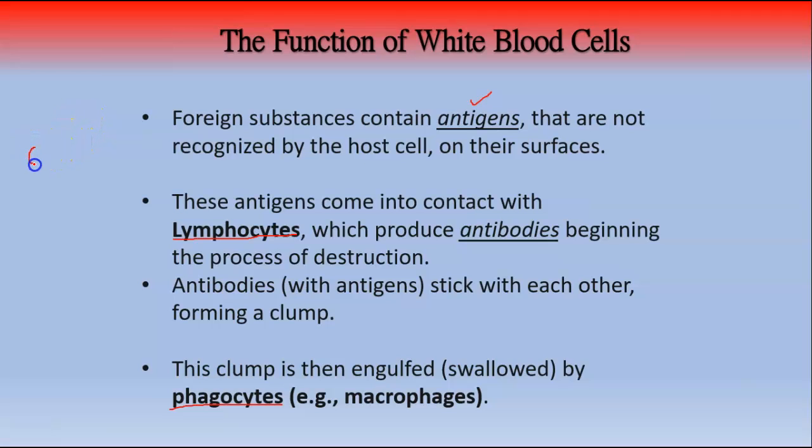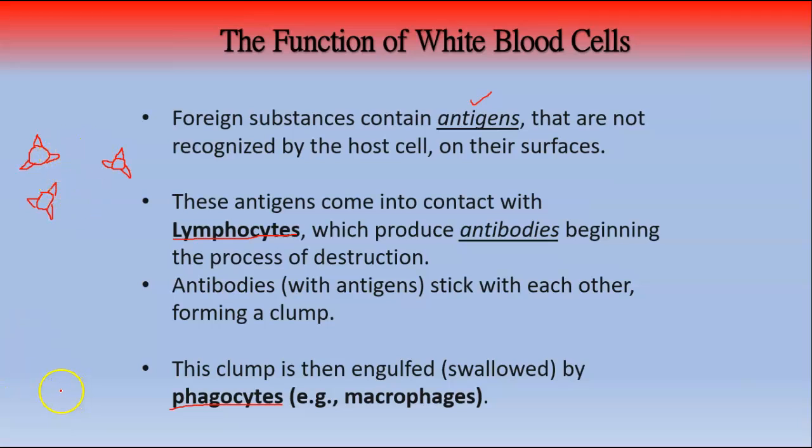So let's say you have a cell here. This cell has an antigen on its surface. We have another cell here. This cell also has an antigen on its surface. Let's say this one has another antigen here. And let's say this is another of the same type of cell, and we have another cell here also. We have an antigen here, an antigen here, and one here. So these are foreign cells.